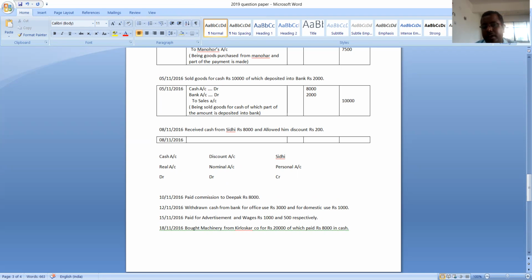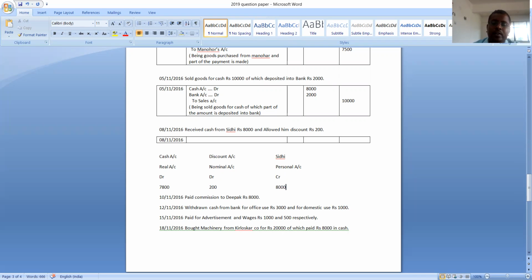Now we should be careful while writing the amount. See here, whenever discount transactions come, we should try to make an entry for the nearest round figure. So here received cash from Siddhi rupees 8,000. You are receiving cash from Siddhi rupees 8,000 and allowing him discount of rupees 200. It means you are actually receiving from him rupees only 7,800 and you are giving him a discount of rupees 200. Actually his account will show a balance of rupees 8,000.